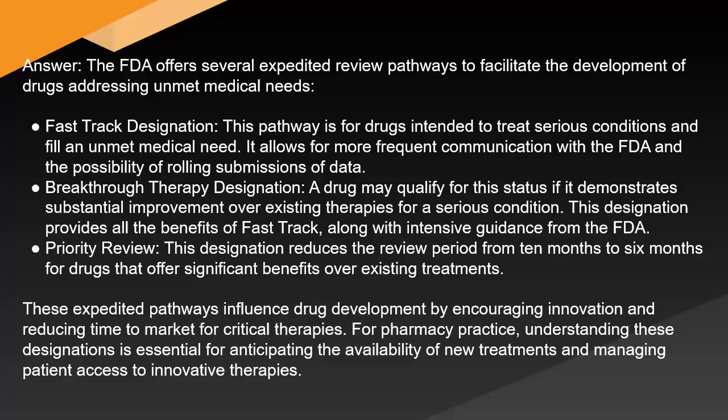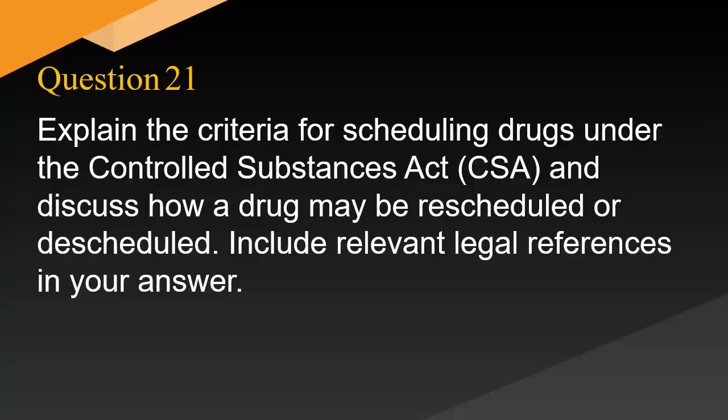Priority review: this designation reduces the review period from 10 months to 6 months for drugs that offer significant benefits over existing treatments. These expedited pathways influence drug development by encouraging innovation and reducing time to market for critical therapies. For pharmacy practice, understanding these designations is essential for anticipating the availability of new treatments and managing patient access to innovative therapies. Explain the criteria for scheduling drugs under the Controlled Substances Act (CSA) and discuss how a drug may be rescheduled or descheduled. Include relevant legal references in your answer.